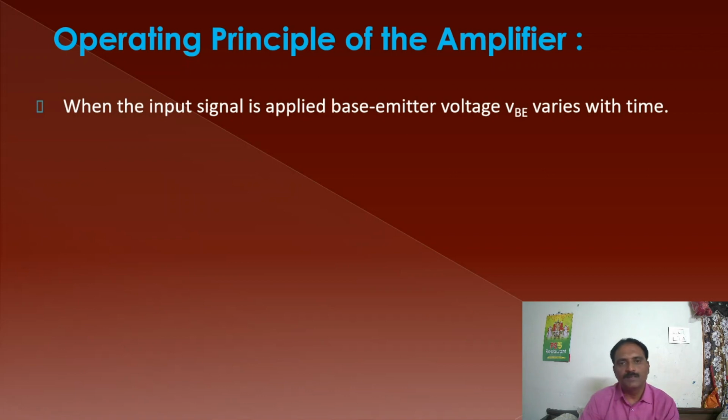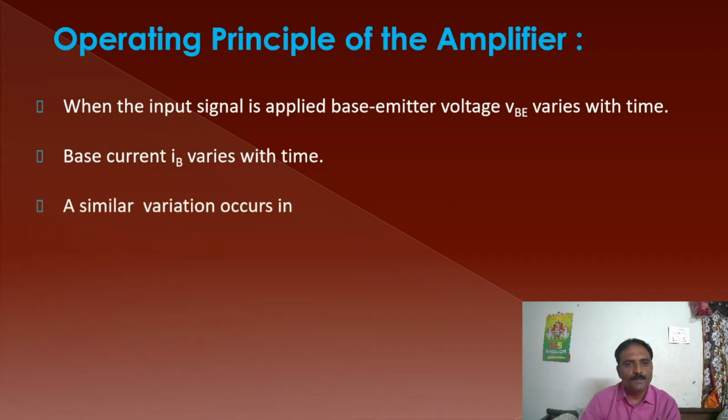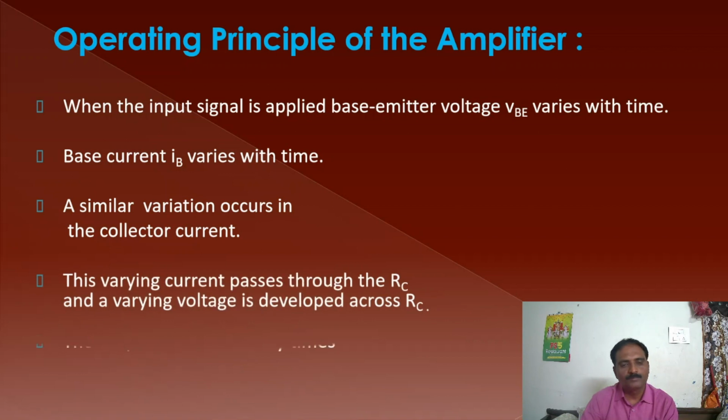So when the input signal is applied, the base emitter voltage varies with respect to the time. As the base current IB varies, the collector current also varies, and hence the output voltage also is going to vary. Depending upon the magnitude of the resistance that we are going to use, generally a very high resistance, the output is going to be amplified with respect to the small signal.